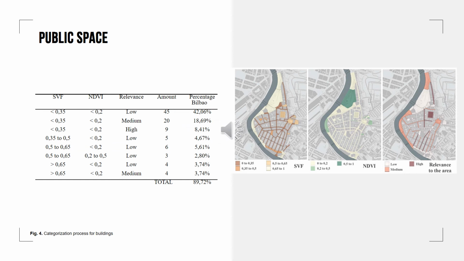For this public space categorization, 8 categories compose nearly 90% of the representativeness shown in this table, in which we are maintaining the threshold of 2% minimum representativeness. The major 3 categories that gather most of the spaces are the ones with low sky view factor, that characterize the narrowest streets, with a low NDVI for the lack of green elements in those areas.